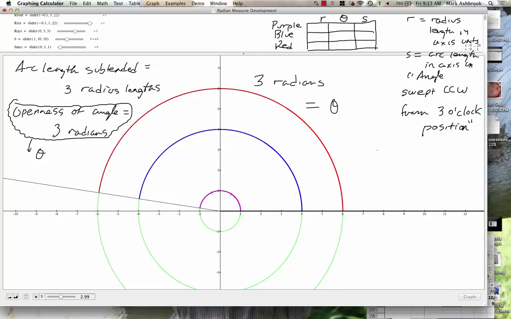I want you to work with the person next to you. For each one of these, the purple, the blue, and the red, you're going to determine all of these values. Do all three of those, R, theta, and S, make sense? Do they all make sense? Now determine each of those 9 numerical values, R, theta, and S. Go.